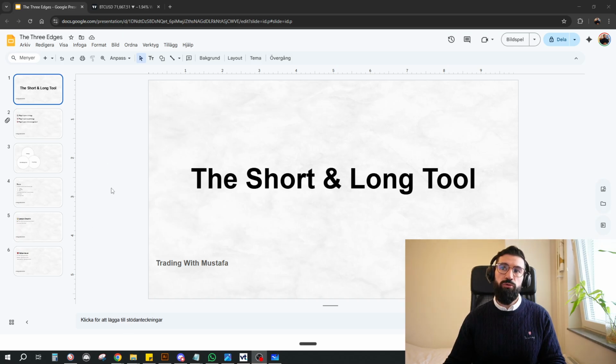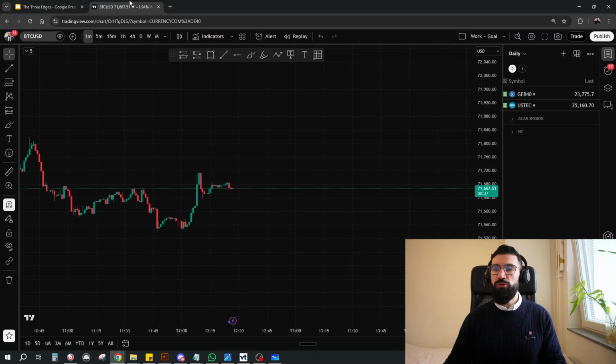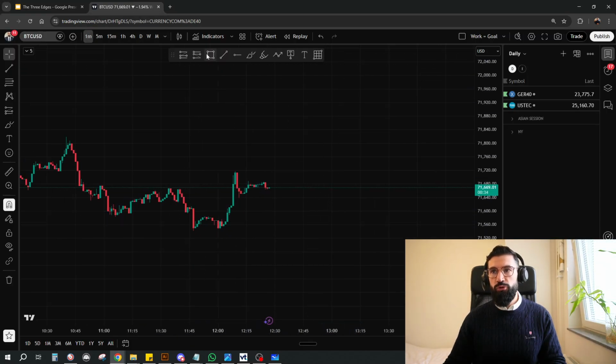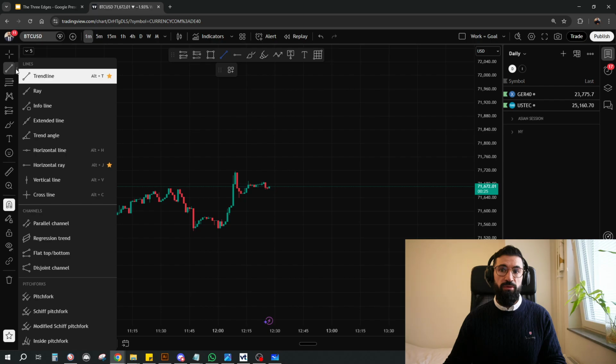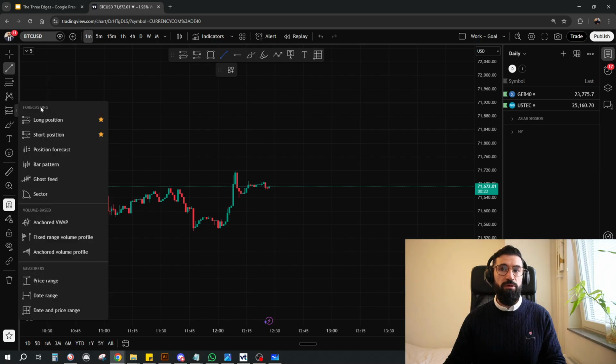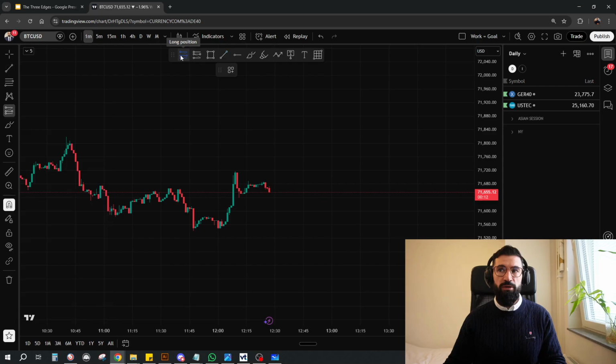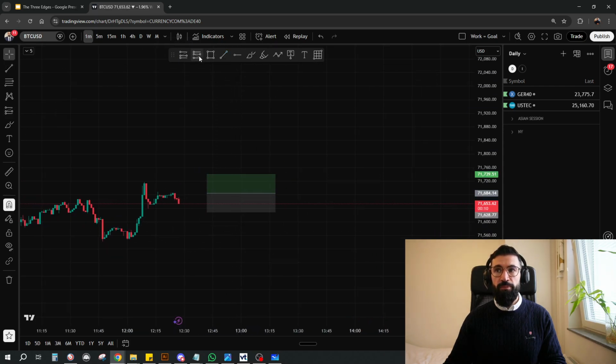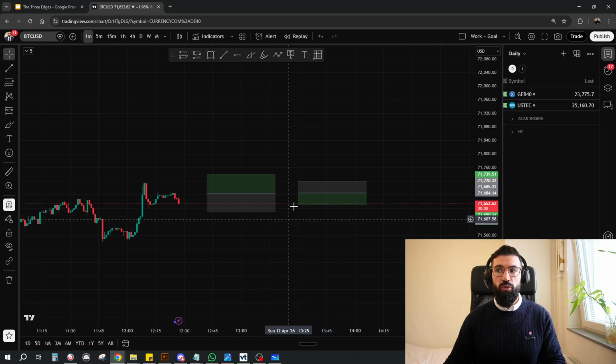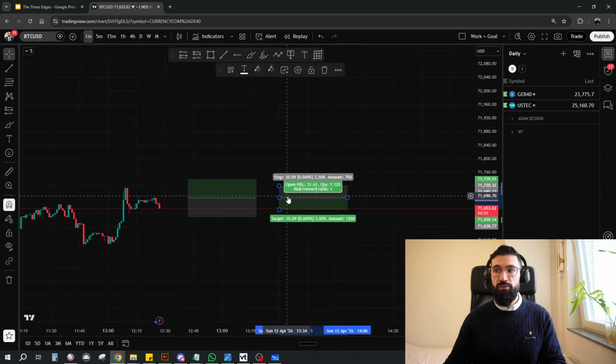In this lesson, I'm going to talk to you about the short and long tool. So I'm going to jump directly to TradingView. We have two tools that we can use. If you don't have these tools right here, you can just go to this area right there, forecasting. You can see that you can mark out the short and the long position tool. When you mark it out with the favorites, it jumps right here. So you have the long position right here, and the short position right there. I'm going to explain both of them.